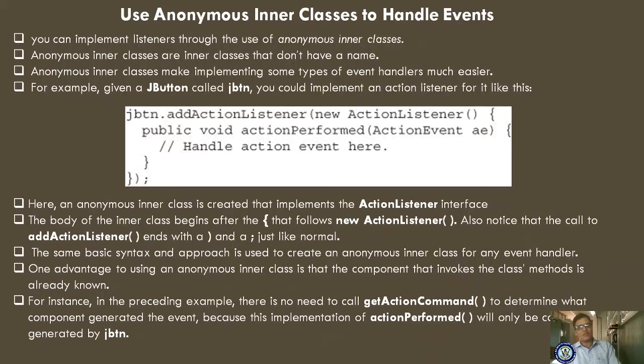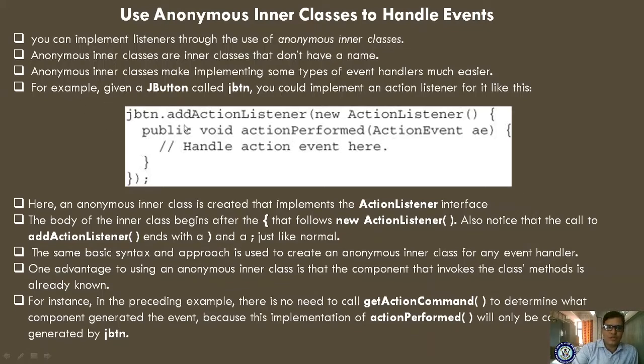For instance, in the preceding example, there is no need to call getActionCommand to determine which component generated the event. Here an example is given. In that example, we do not need to call getActionCommand. By using getActionCommand, we are accessing the value of a control, right? To determine the component that generated the event, because this implementation of actionPerformed will only be called by events generated by the JButton, right? So for this button, we clearly come to know.